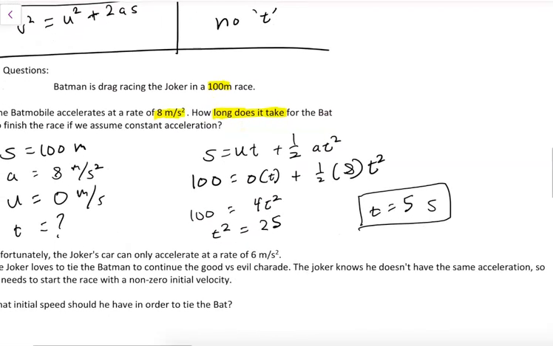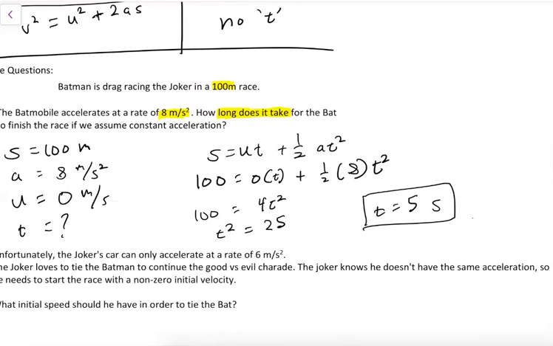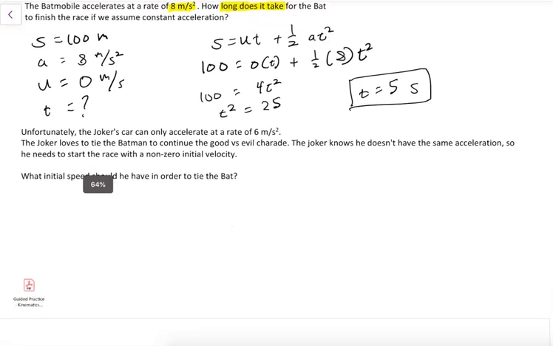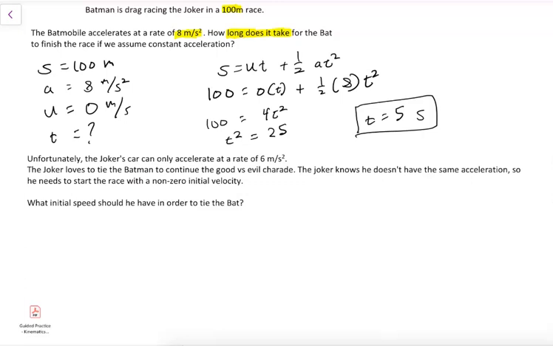All right, and I have the answer right there. Using the numbers, t is equal to 5 seconds. So that's your basic, very easy kinematics equations, but it could get a little tricky. This next problem is going to introduce some trickiness.